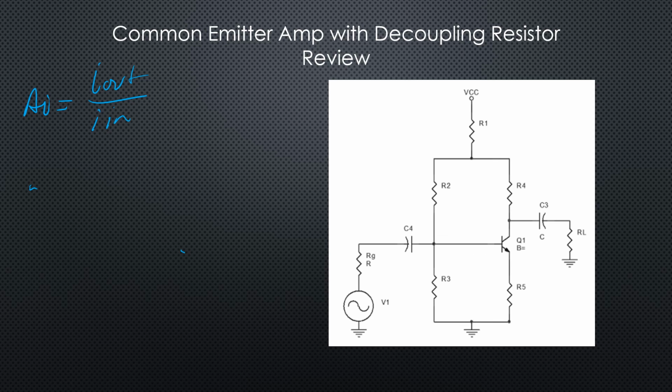AI is equal to AV times Zn over RL. And we've derived that several times in previous videos. AP is AV times AI.